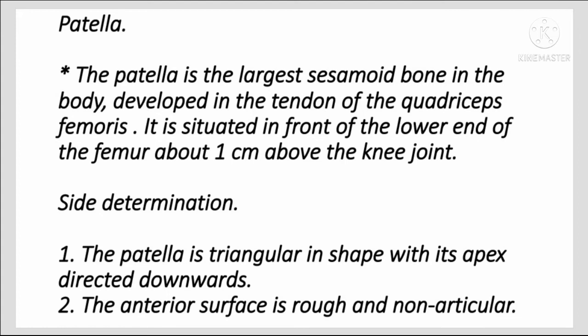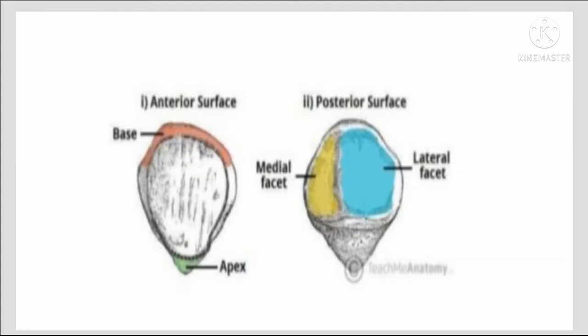The anterior surface is rough and non-articular. This is the patella bone, the anterior surface and the posterior surface. This is the apex, this is the base. The posterior surface consists of two facets, medial facet and lateral facet.